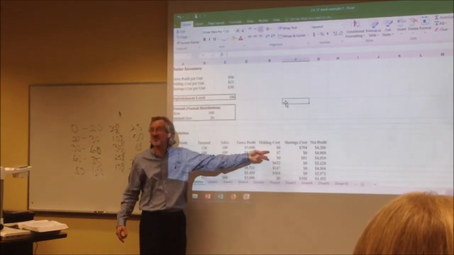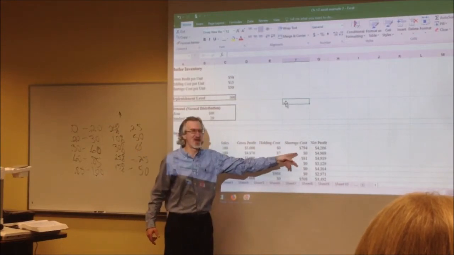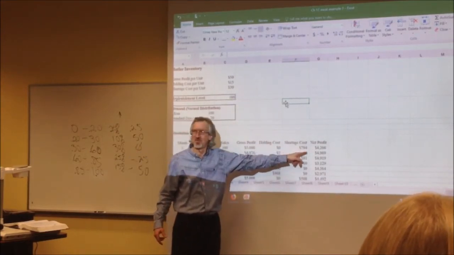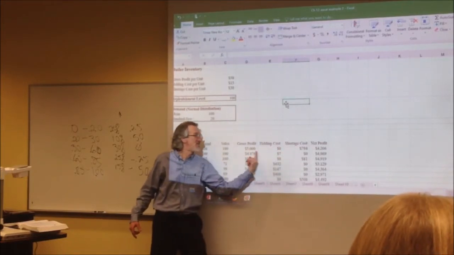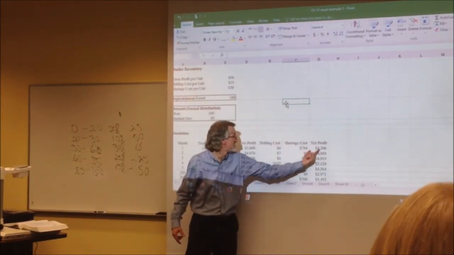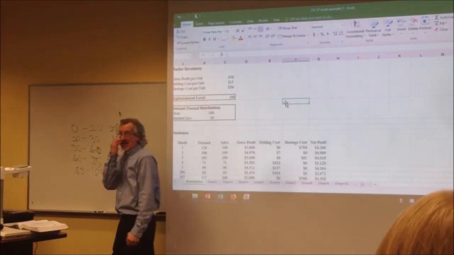No, this doesn't make sense. Try now. I don't know what it is. We'll have to go into the formula. But this is obviously the shortage cost or the holding cost being subtracted from this. At least does that turn out right? It does, doesn't it? For our effect.